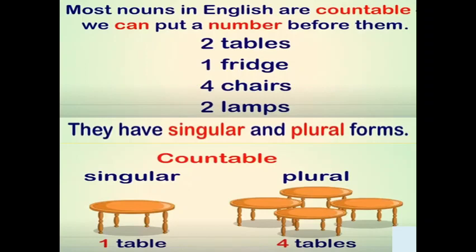They have singular and plural form. Means these nouns have the singular and plural form. Singular means one, plural means more than one. So the countable nouns can be singular or plural. Singular means when there is one thing and plural means when there is more than one thing. For example, here two examples are given. One table, four tables. Means what? These nouns are countable. Whether it is singular or plural, we can count it in numbers. So the things which we can count in number are called countable nouns.